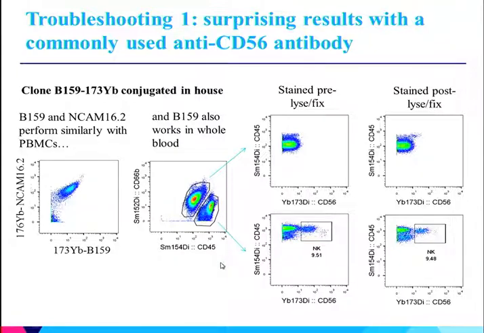But now this also works very well in whole blood. You can see that the granulocytes no longer have this weird background staining, and the NK cells are clearly defined, and they can be defined both pre and post staining. So this is now a clone that can be used in the context of this specific study.